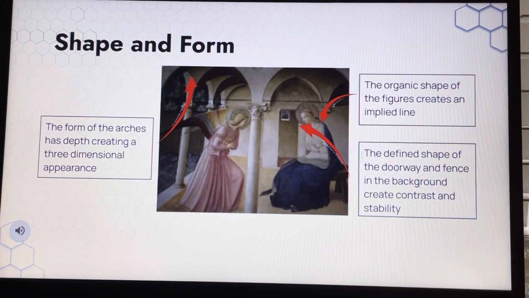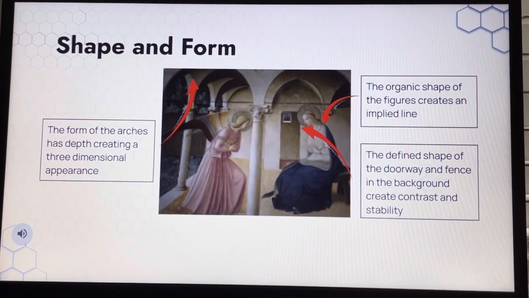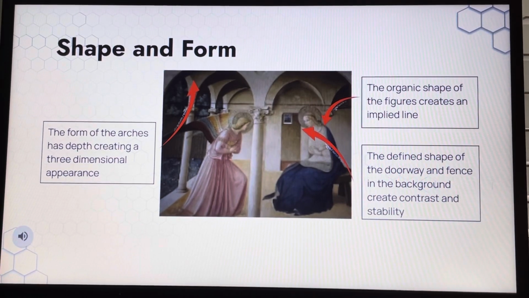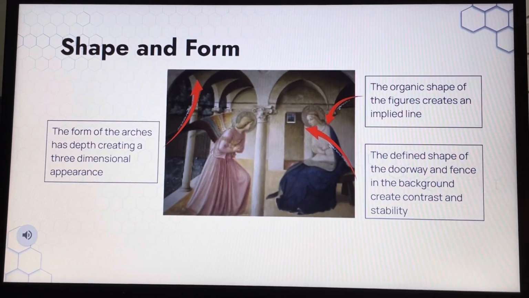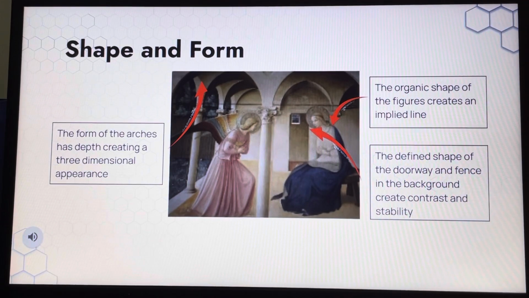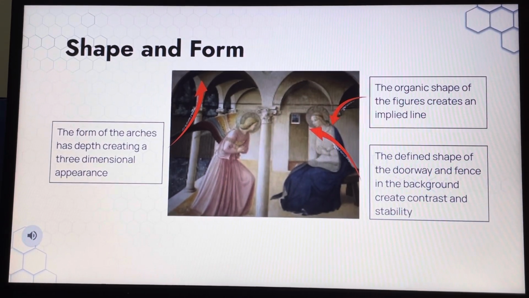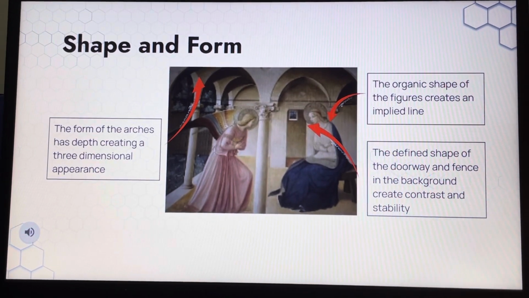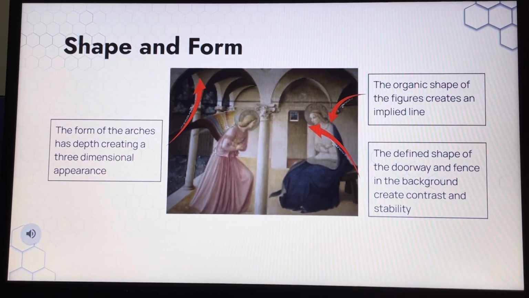The form of the arches has a mostly semicircular line that creates depth to the painting by illustrating that the arches are three-dimensional. The organic shape of the figures of Mary and Gabriel creates an implied line that makes the figures distinct. The defined shape of the doorway and fence in the background creates stability, as they are harsh and distinct lines. This contrasts with the rest of the painting.